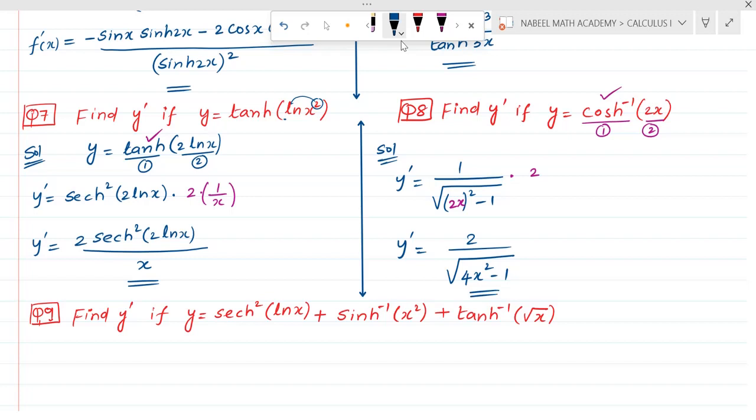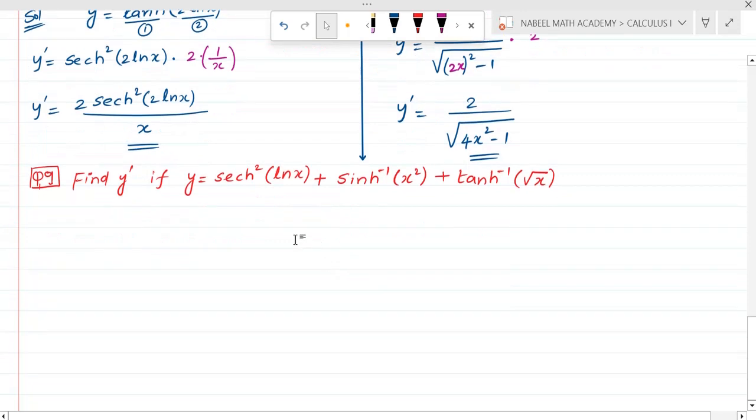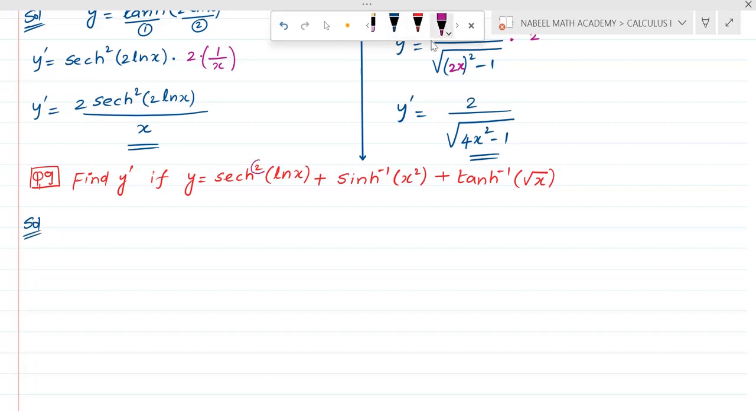That's it. Now the last problem of this video, we have a long function with the chain rule. So this is a combined problem, with all the things combined here. Let us solve it. First we will discuss the first part. First you differentiate the power, this is number 1. Number 2 is sech. Number 3 is the inside. So these are the three things you will do first.